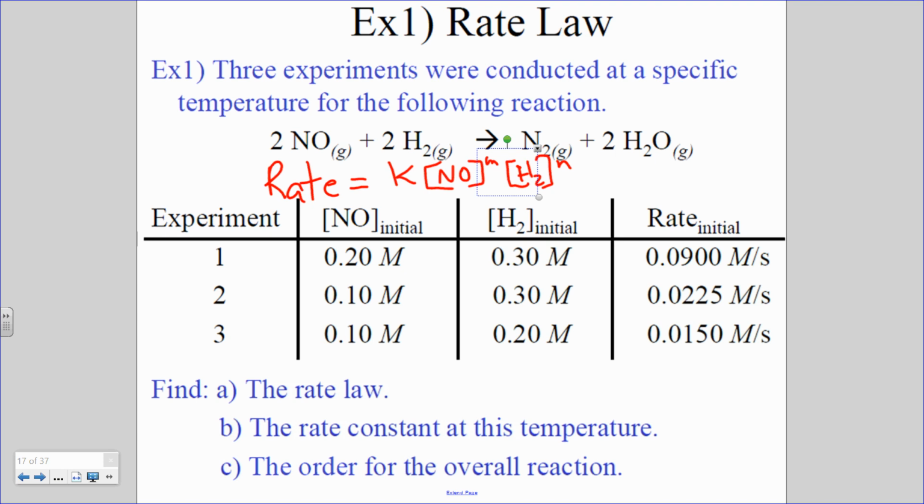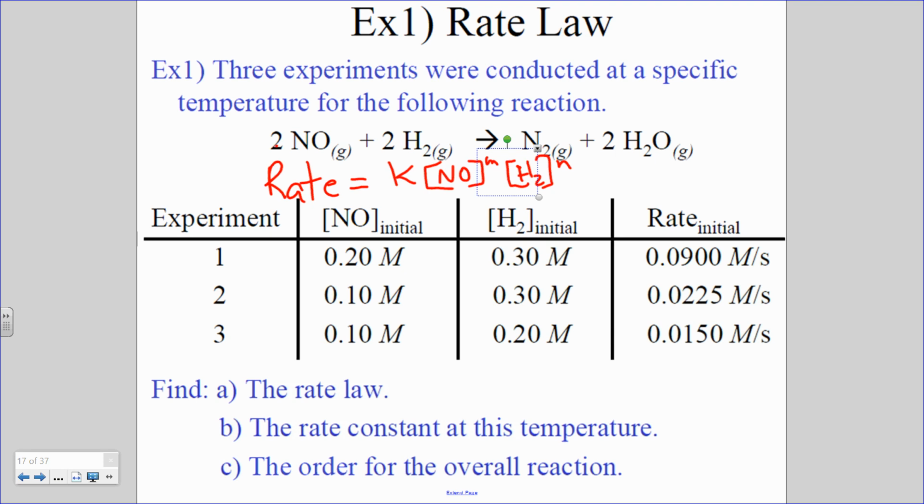You may be tempted to put 2 and 2, but you will get that wrong every time. They will never do it where it accidentally works out to be the coefficient. Why? Because that's a misconception most people have. So they will never, ever give you one where it's actually the same as the coefficients. I might accidentally give you one in a practice problem, but they never will. So this is the rate of the reaction.